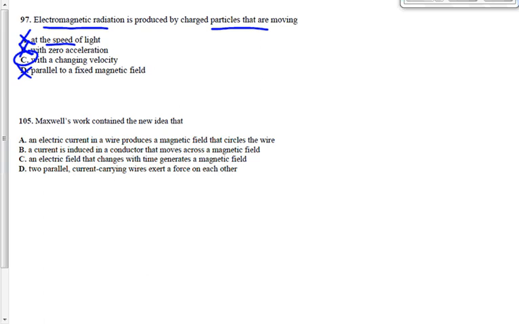Question 105. Maxwell's work contained the new idea that what? An electric current in a wire produces a magnetic field that circles the wire. That sounds familiar. That must be right because it sounds familiar. No, it's not. I see a few people shaking their heads. No, it's not right. How could we change this question to make A the correct answer? What could we change in the question that would make A the correct answer? Yep.